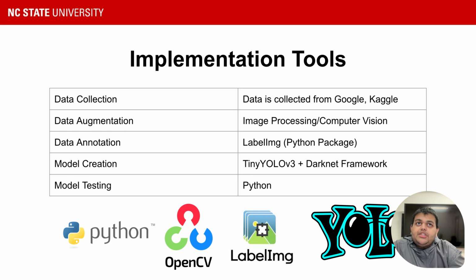As far as annotation is concerned, we've used something called LabelImg, which I'll be talking about in a few minutes. The model creation is done using a combination of Tiny YOLO version 3 and the Darknet framework, which is a framework in C and CUDA. It's used for GPU training and CPU training. YOLO is the model that we've trained using this network, and all of our testing is being done using Python.